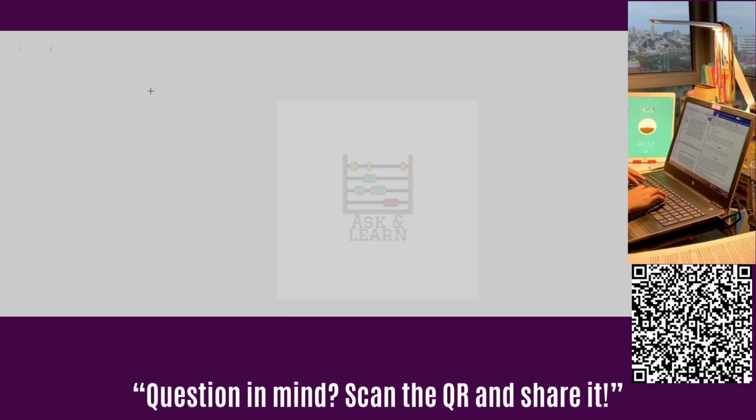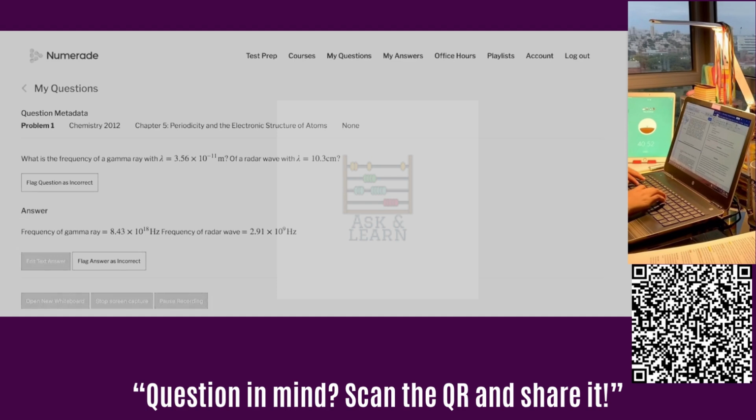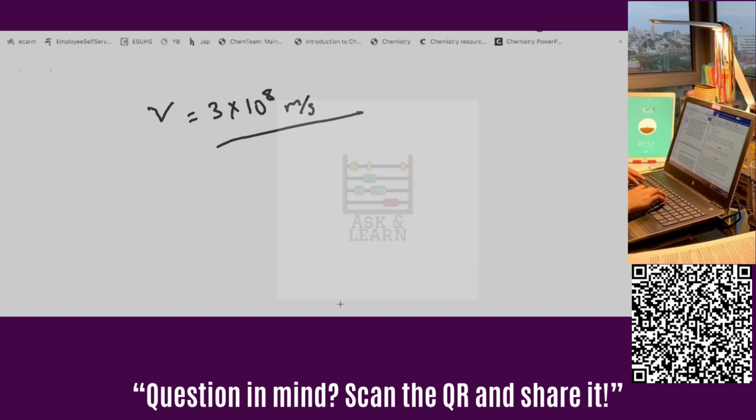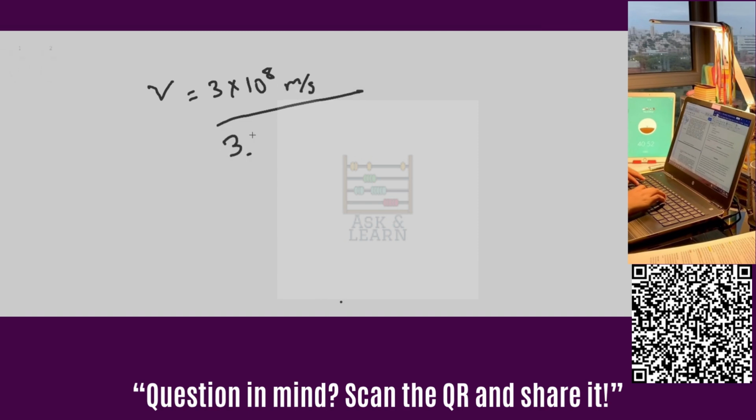Now, for the first one, the frequency is equal to C, which is 3 times 10 to the 8 meter per second, divided by the wavelength. The wavelength is here, giving us 3.56 times 10 to the negative 11. So that's what we're going to use: 3.56 times 10 to the negative 11. Okay, that's the meter.